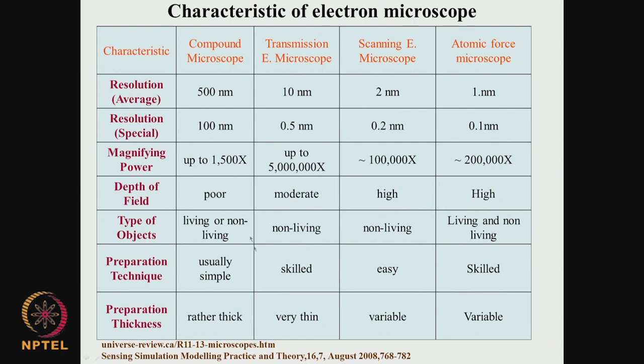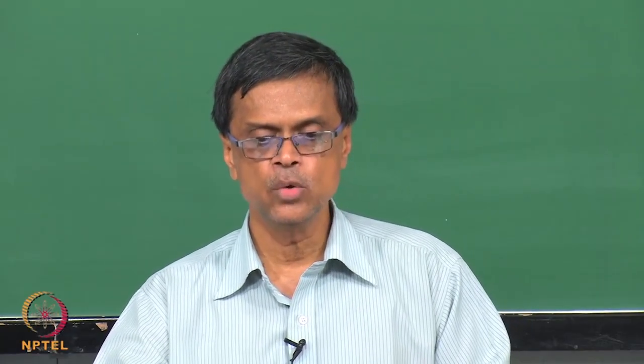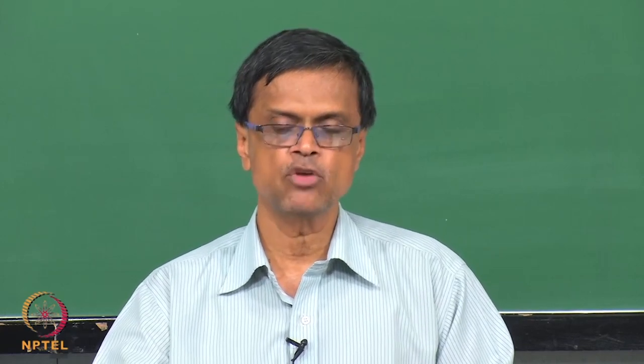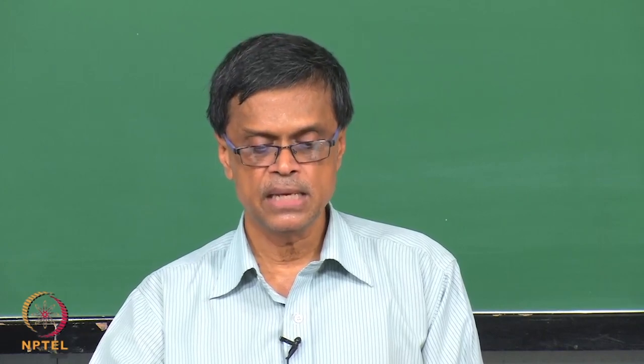Type of objects, we can see living and non-living things with a compound microscope. Whereas with TEM and scanning, because we are using electrons as a probe, it should have very high vacuum. Okay. Of course, there are now biological scanning electron microscopes where the vacuum levels are not very high, but still we need to have very high vacuum in TEM and SEM. So, generally we cannot see live, we will always see dead bacterial biofilm. Whereas, we can see things live in a compound microscope and also in atomic force microscope, because you are not applying vacuum in AFM, unlike TEM and SEM.